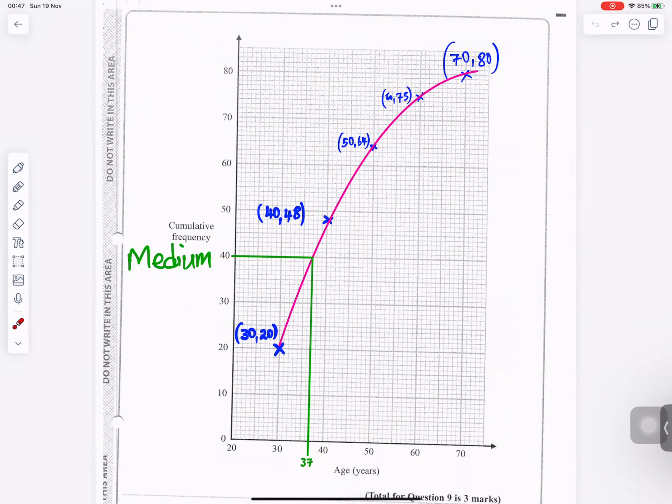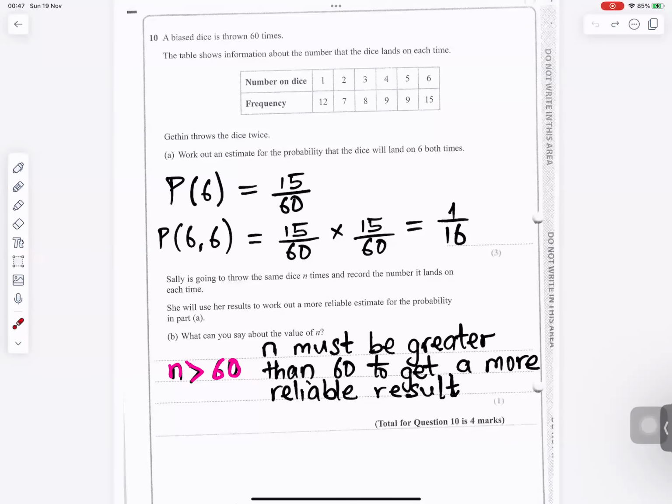Question number 10. Part A, work out an estimate for the probability that the dice will land on 6 both times. So the probability of landing on 6, the dice was thrown 60 times. So the probability of landing on 6 is 15 over 60, because it's 15 times out of a total of 60. If it lands the first time on 6, it can still land on 6 the second time, so it's still 15 over 60. You multiply them, and your calculator will give you 1 over 16.